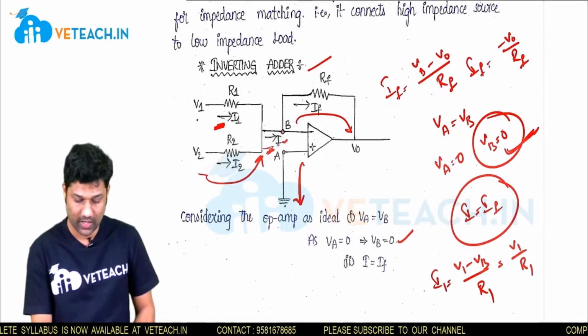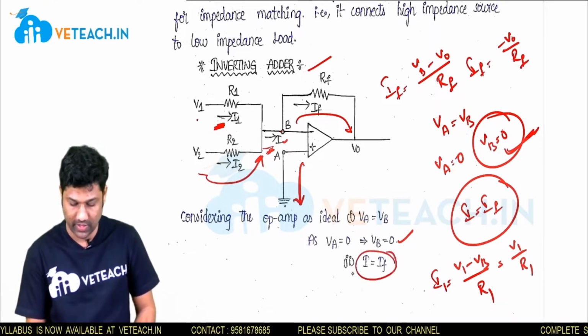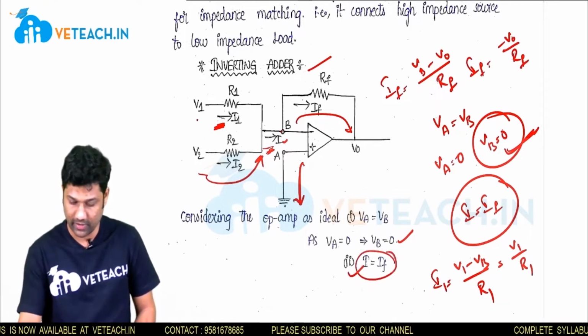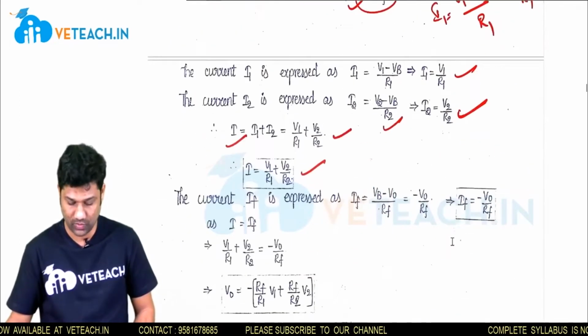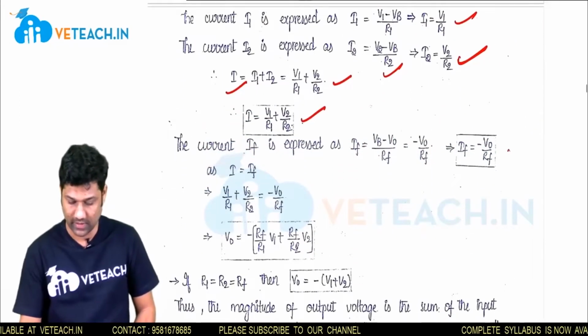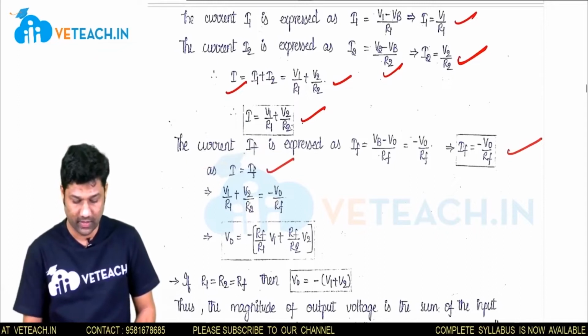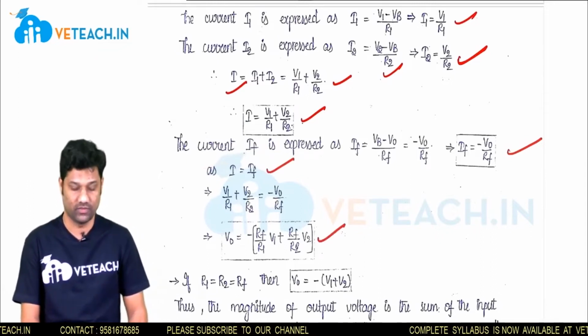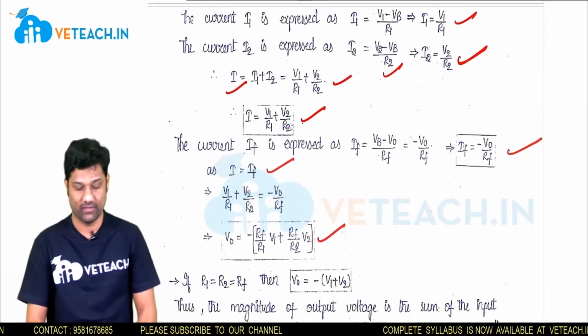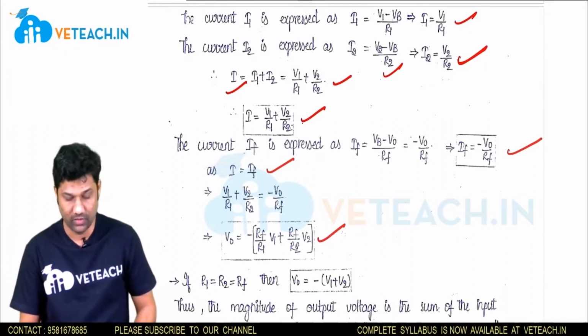Already I said I equal to IF. We have derived the expression of I and we have derived the expression of IF. We can equate these two expressions. Equating I equal to IF, we get the value of output voltage V0. So V0 equal to minus of (RF by R1 into V1 plus RF by R2 into V2).